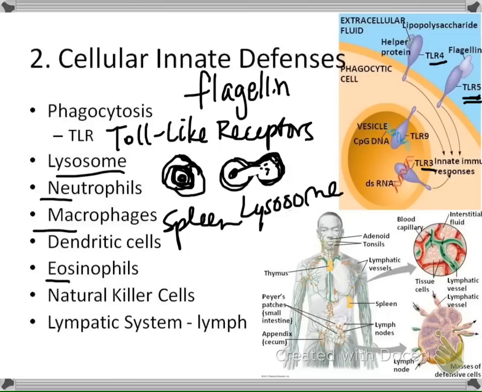Eosinophils defend against large invaders like parasitic worms, and they'll put themselves right up against the external wall of the parasite and then just discharge destructive enzymes, just like bomb it. Natural killer cells.